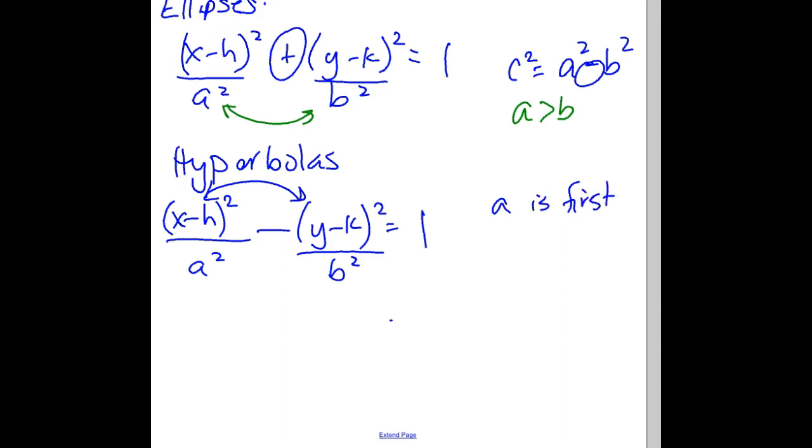Okay? And what is the relationship between a, b, and c in a hyperbola? Okay, so again, if there's a minus here, there's a plus there. Yes? Okay. A, b, and c, do they stand for the same thing in a hyperbola as they do in an ellipse? Is a the distance from center to vertex? Yes. Is c the distance from center to focus? Yes. What's the slight difference?